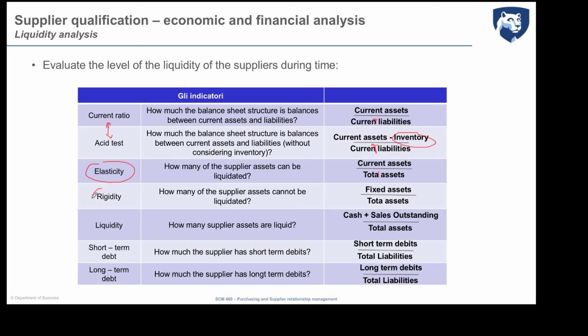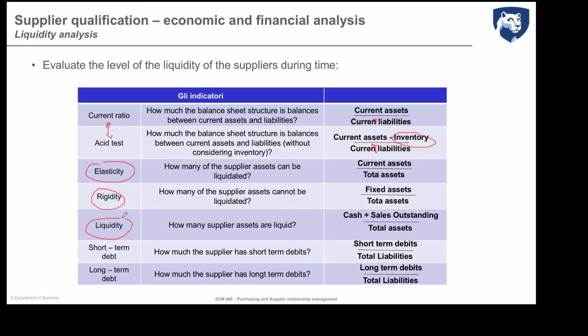While instead rigidity is the contrary. Rigidity is how much of the total assets are fixed. So how much of the total assets should we expect to be kept after this year, and so not generating any cash during this year.